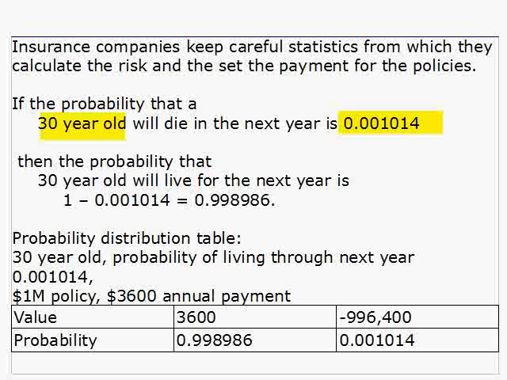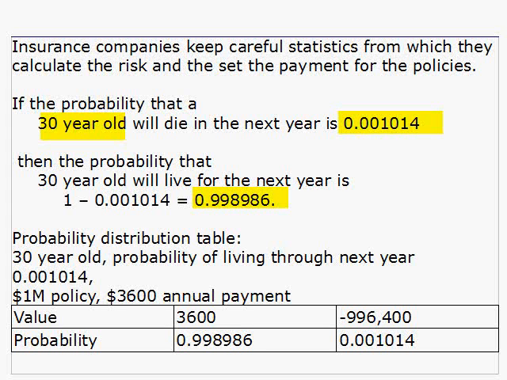If you're 30 years old, the probability you will live to see 31 is pretty high. The probability that you die is 0.001014. In other words, it's about a 0.1% chance that a 30-year-old will die. So what's the probability that they will live? It's either you die or you live. That covers all of it, so you can take the probability you die, subtract it from 1, and get the probability that you live. So that probability is shown right here. It's 0.998.